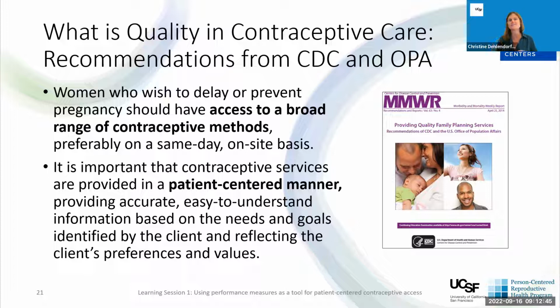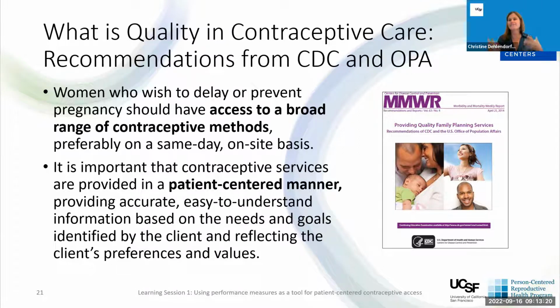For those of you that are Title X clinics, you know this: federal guidelines for quality in contraceptive care called the QFP, or Quality Family Planning Recommendations, that were published by the CDC and the Office of Population Affairs. And it's a long document. Jamie was very influential in its creation, but included in this document are some core principles, including that patients, or clients in Title X language, patients in ours, should have access to a broad range of contraceptive methods, preferably on a same-day on-site basis. So access to methods is critical.